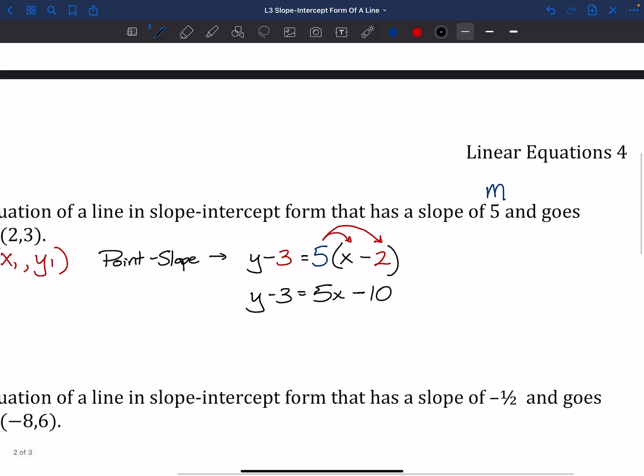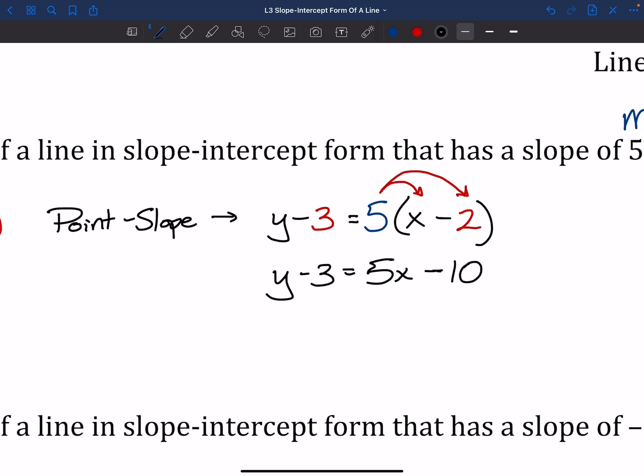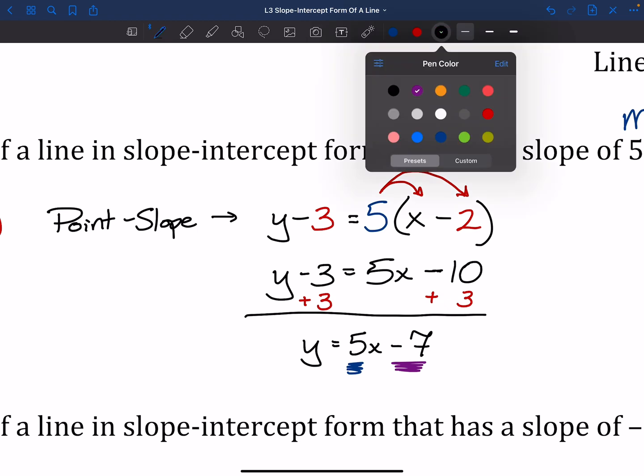Sorry, the pen's a little freaking out on me. So then after that, all we've got to do is get that y by itself, which means we're going to add 3 to both sides. We're going to get that y is equal to 5x minus 7. And honestly, we're done. That's it. We have it in slope-intercept form. We've got our slope here, which is 5, and our y-intercept over here, which is negative 7. That's all we've got to do for these.